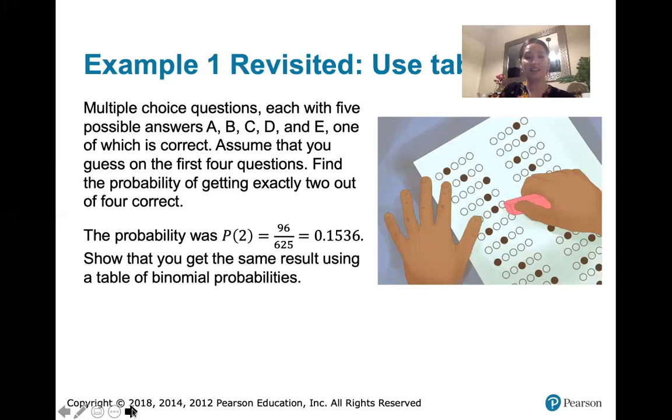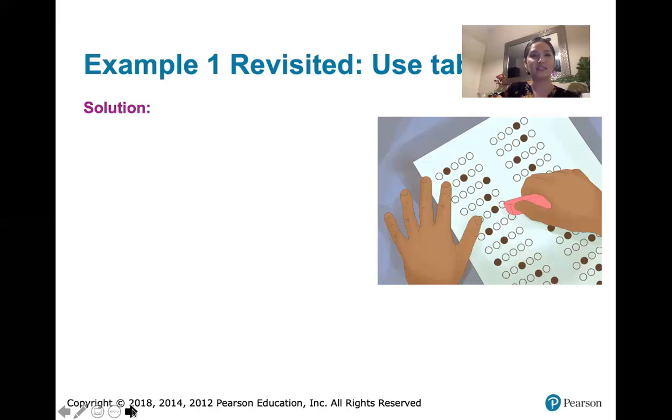Now remember, we've already done this. We used the intuitive approach as well as the formula, and we got that the probability of getting exactly 2 successes in 4 trials is 0.1536. I want to show you that you get exactly the same result, or actually a similar result due to rounding, using a table of binomial probabilities.